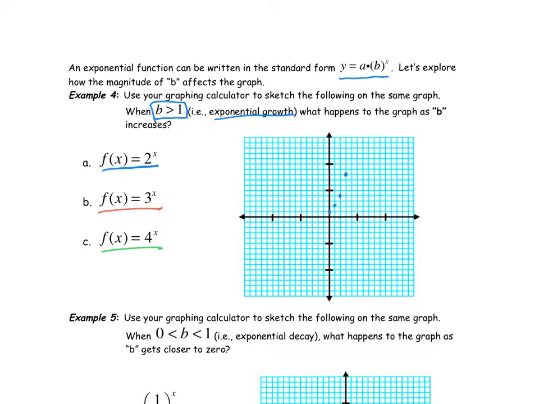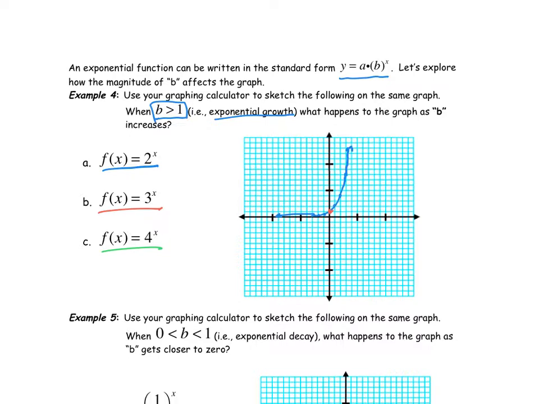If x is negative 1, 2 to the negative 1 is 1/2. And if x is negative 2, 2 to the negative 2 is 1/4. So I'm going to sketch y equals 2 to the x, or f of x equals 2 to the x, something like that. I'm going to graph 3 to the x. So once again, if x is 0, y is 1. So it goes through that same point.